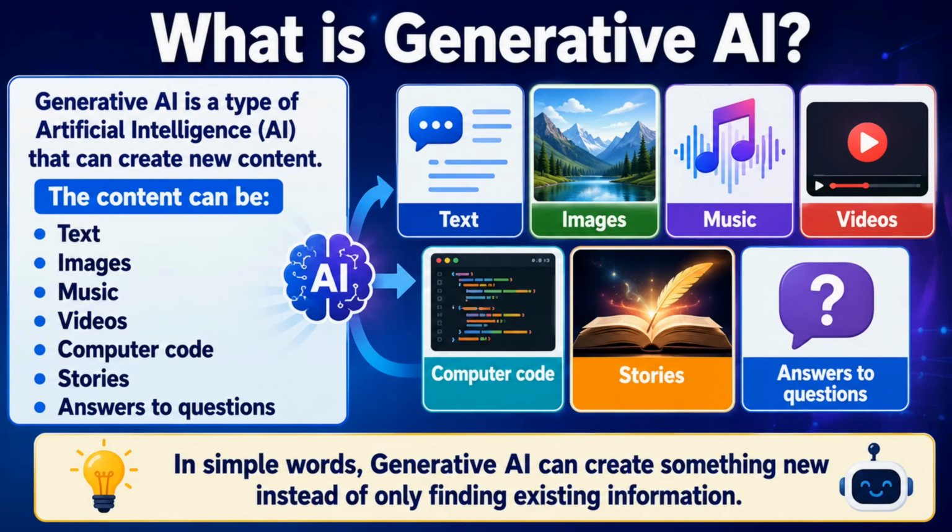In this video, I will explain what is generative AI. Generative AI is a type of artificial intelligence that can create new content. The content can be text, images, music, videos, computer code, stories, and answers to questions. In simple words, generative AI can create something new instead of only finding existing information.